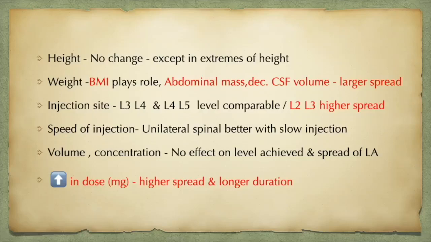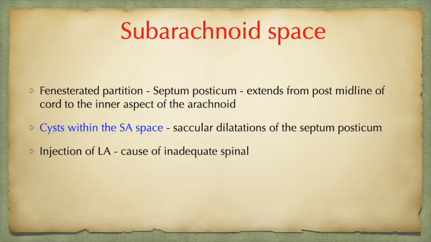The injection site: injection at L3, L4 or L4, L5 doesn't have much impact. When you inject above that level, at the level of L2, L3, it results in a higher spread of local anesthetic. The speed of injection: a unilateral spinal is better with slow injection. The volume and concentration of the local anesthetic don't have much effect. Only an increase in dose can result in higher spread and longer duration of spinal anesthesia.